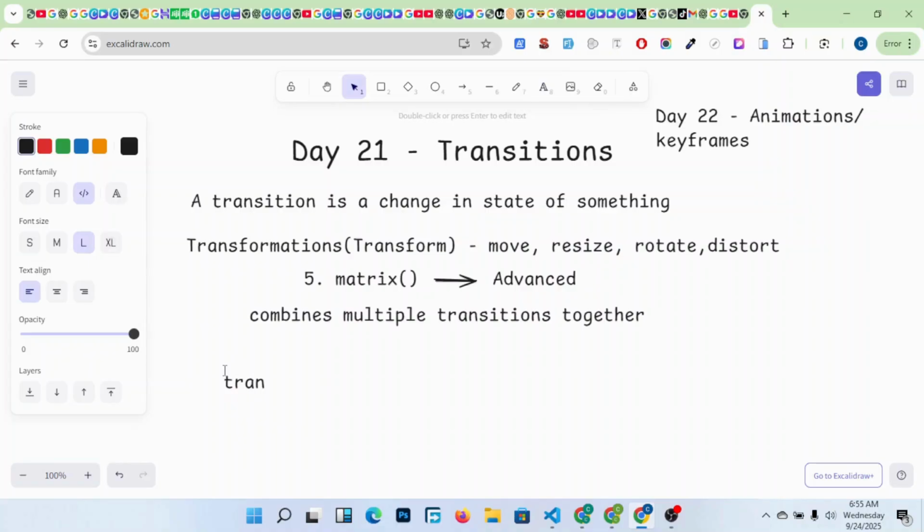Someone can say, if I come here and say transform, then transform, and I say here matrix. Okay? Then I put something like this. 1, 0.5, 0.5. Then I come and say something like this. Negative 0.5. Then I come here and say one. Then I say 50. Then I say something like 10. Okay? So that one is going to combine multiple.